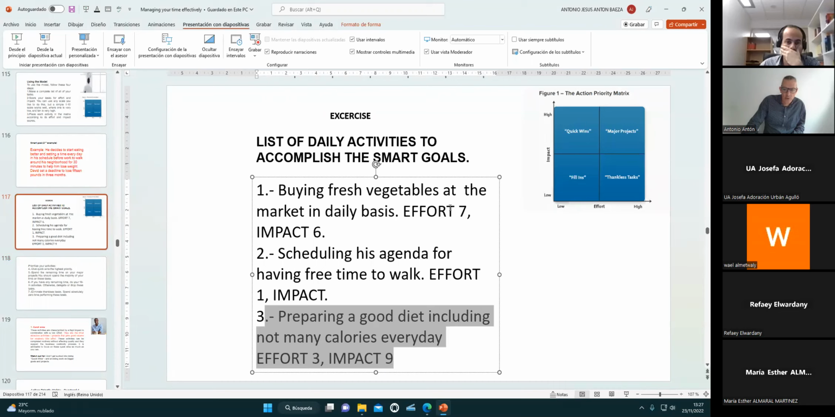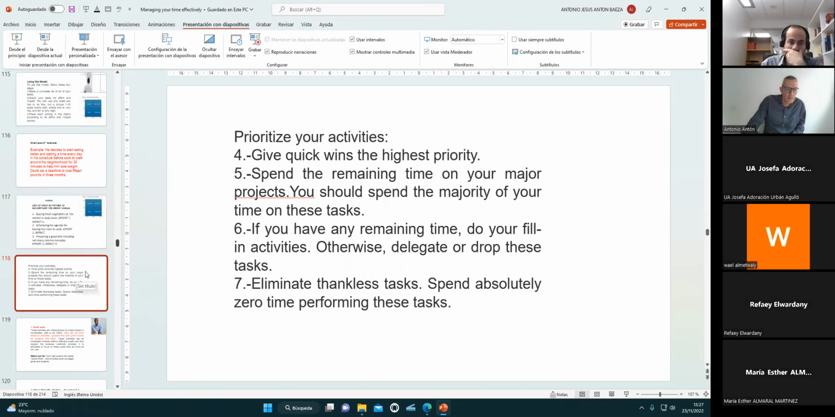However, when it comes to effort, some involve a lot of effort, but the impact is very high, and they are quite good. But they are different, because the impact is maximum. I'm going to explain it in more detail. But overall, we might say give quick wins the highest priority. Spend the remaining time on your major projects. It could be the second. This is in terms of time, but my idea is highest priority.